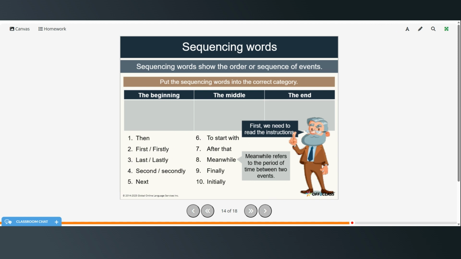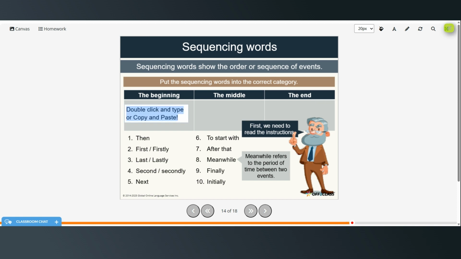All right, now the sequencing words show the order or sequence of events. So try to put each of these sequencing words into the correct category: the beginning, the middle, or the end. So he says first we need instructions, so that would go in the beginning. Meanwhile refers to a period of time between two events, so that would probably be the middle. All right, so go ahead and try that on your own, and then restart when you're ready to check.